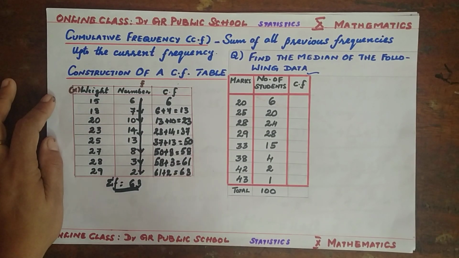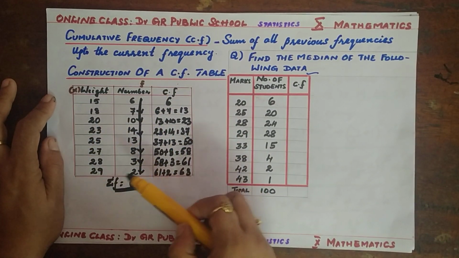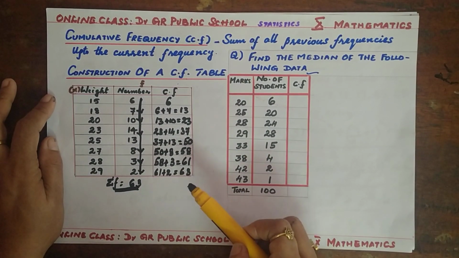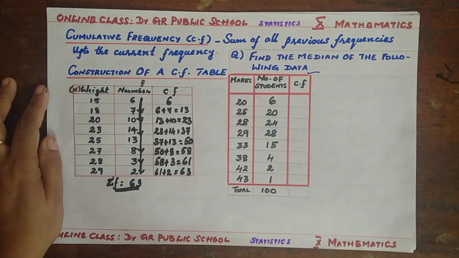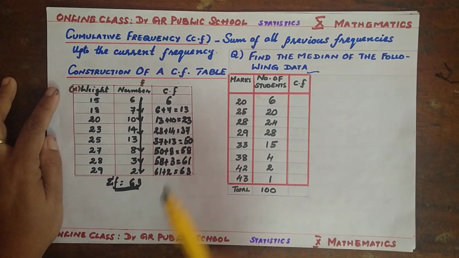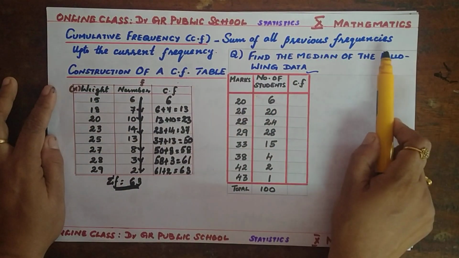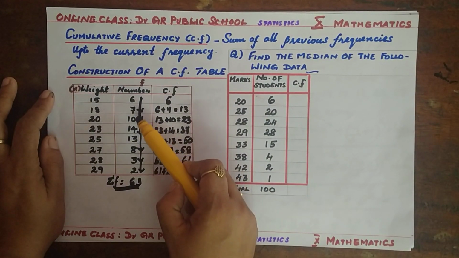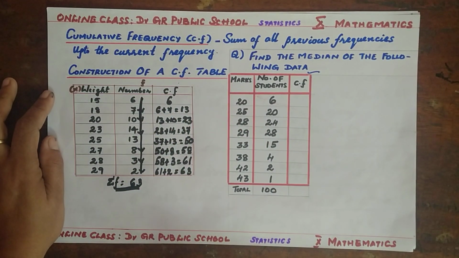Now we are going to study how to find the median of this ungrouped data when the frequency is given. When the frequency is given, you need to form the frequency table at first, then only you can find the median. Okay, so I am sure that all of you understand how to find the CF, cumulative frequency. Now come to the definition again. Cumulative frequency is the sum of all previous frequencies up to the current frequency. Am I right? Sum of all previous frequencies.